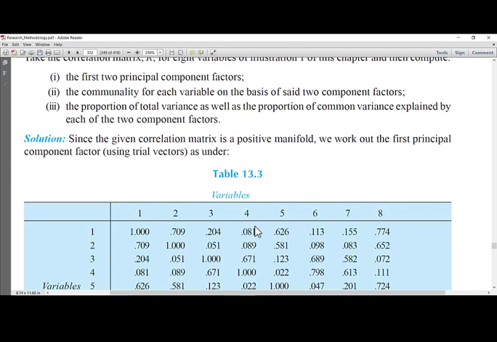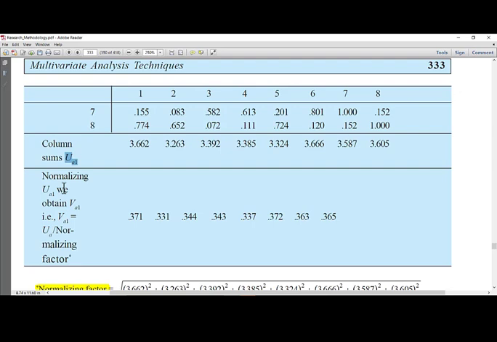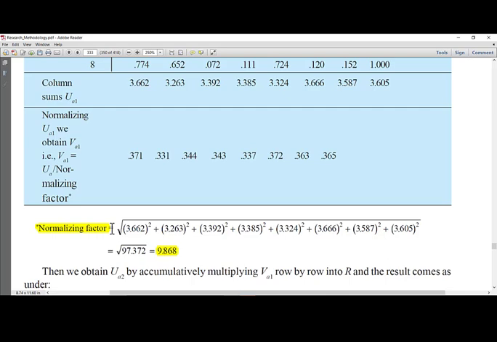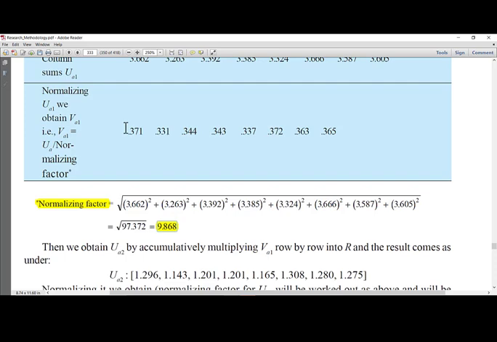Then here we get column sums, and those column sums we write as UB1, and then we normalize UB1. We have to have this normalizing factor. How to calculate this normalizing factor, I have already explained. And then each value of UB1 is divided by this normalizing factor, thereby we get the normalized UB1, that is VB1. We can name that as VB1, and those VB1 values we get here.